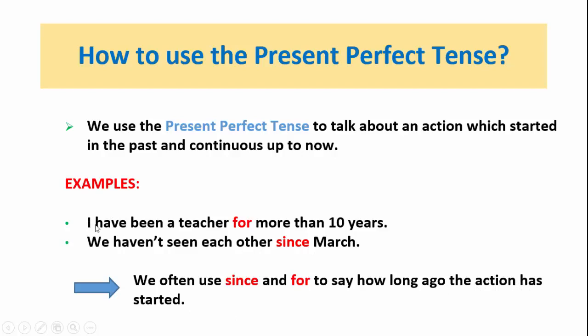In the first sentence, I have been a teacher for more than 10 years. Here, we can understand that I have been a teacher for more than 10 years. In this sentence, we haven't seen each other since March means how long ago the action has started. We know it started in March. That's why we say we haven't seen each other since March. The action started in the past and continues up to now.